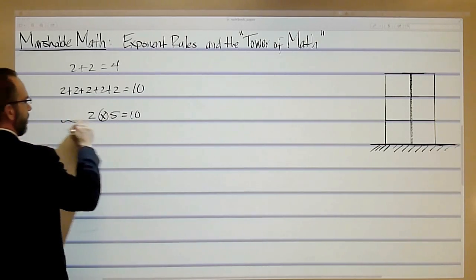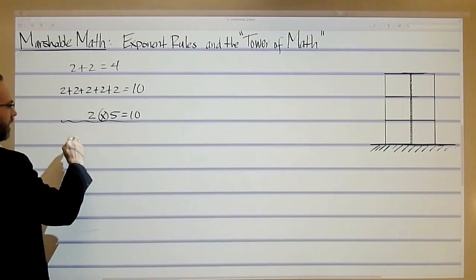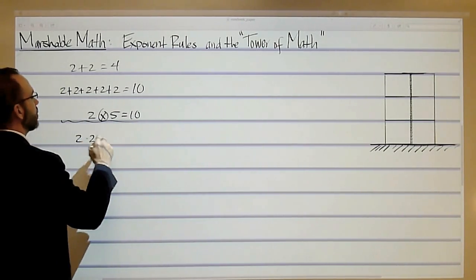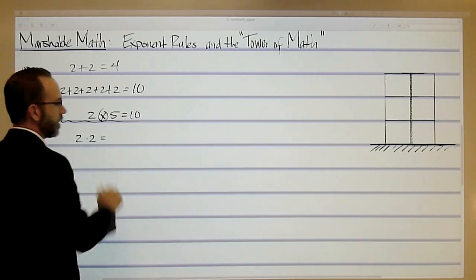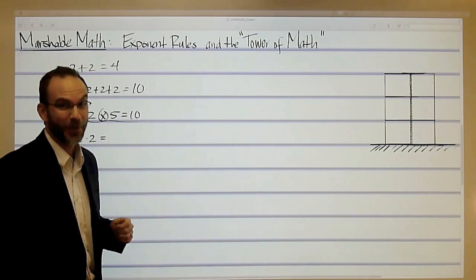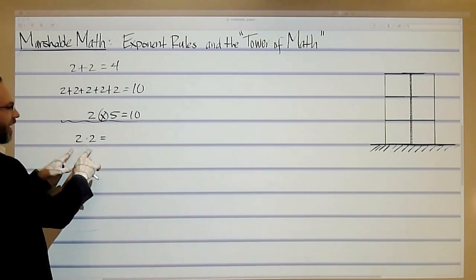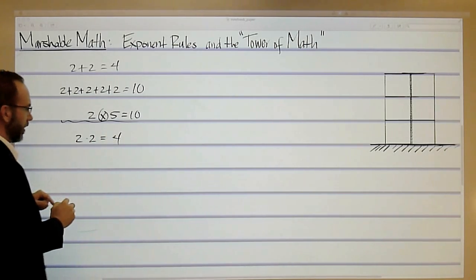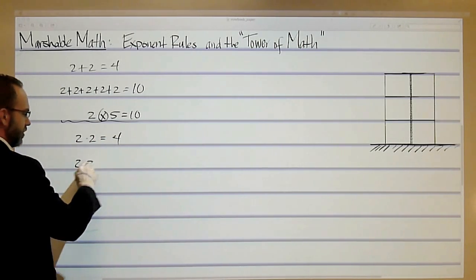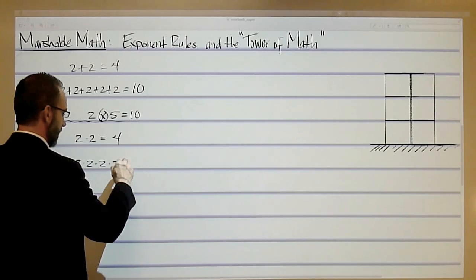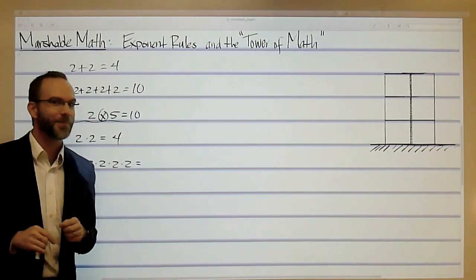What if I did something else? What if I said 2 times 2, and I'm going to use a dot here instead of the x, because everybody knows x is a variable. What if I said 2 times 2? We would say, well, that's 4, simple enough. But then what if I said 2 times 2 times 2 times 2 times 2? What might that be?